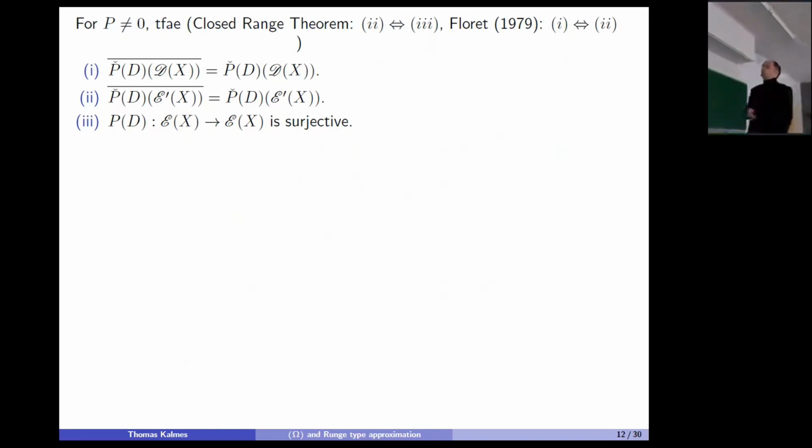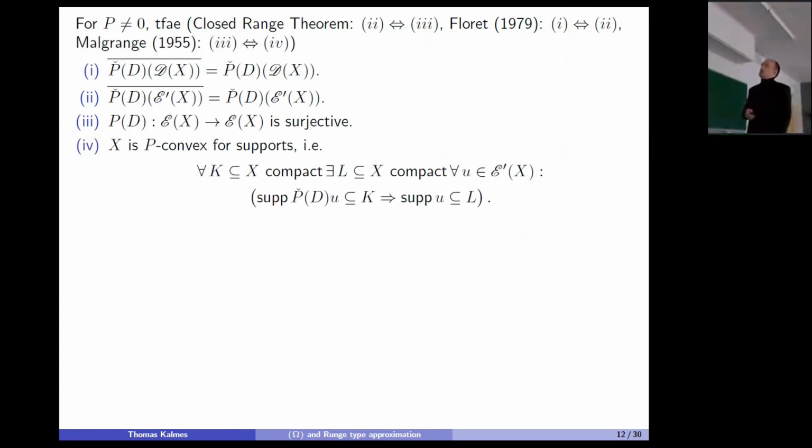So all these are equivalent, and we can apply the characterization of Malgrange from the 1950s of when such a non-zero partial differential operator is surjective. This is the case precisely when the set X, which is involved, satisfies a property called p-convexity for supports, which reads as follows. You start with a compact subset K in X, and you consider all the compactly supported distributions U with the property that the support of the transpose of P applied to U is contained in K. All these compactly supported distributions should have their support in a fixed compact set L, which of course will depend on K.